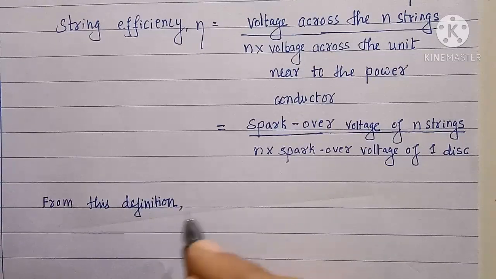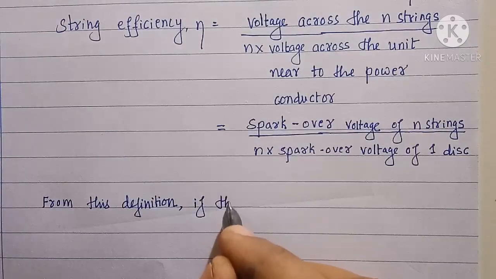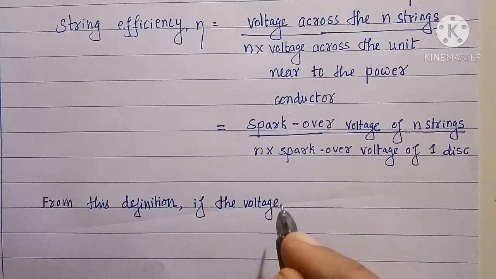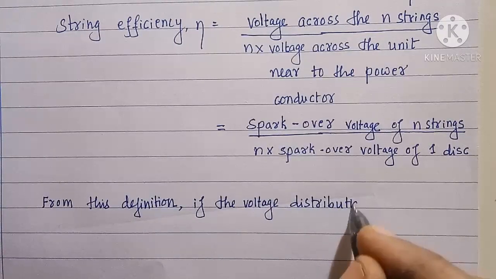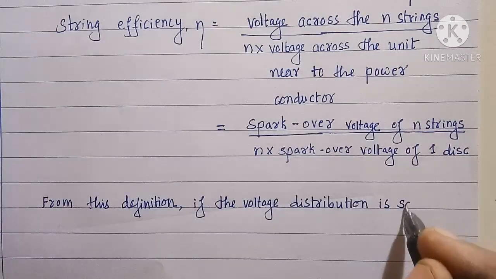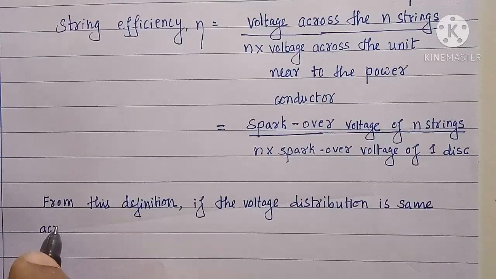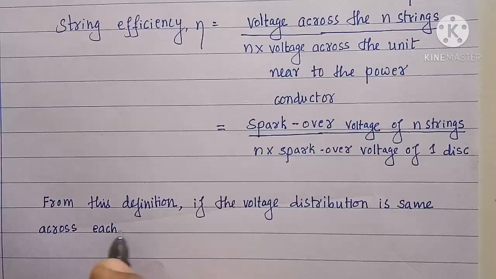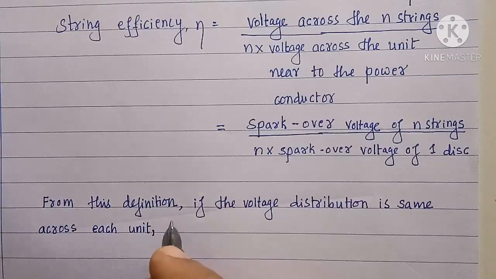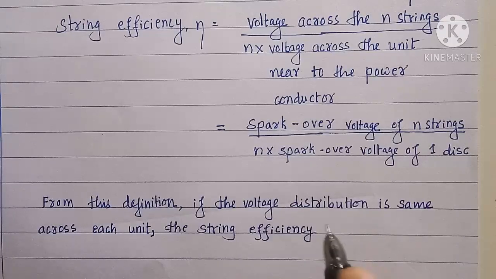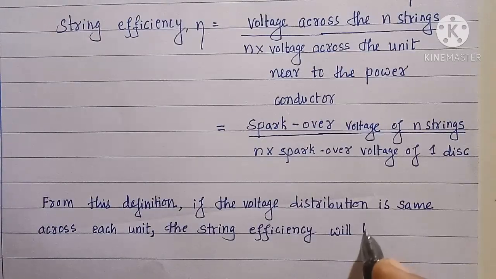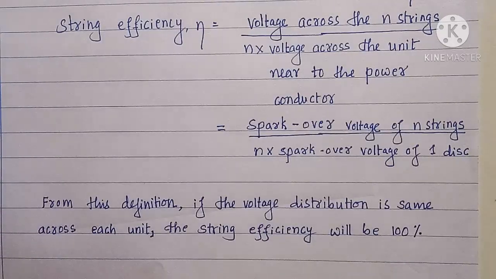From this definition, if the voltage distribution is the same across each unit, the string efficiency will be 100%.